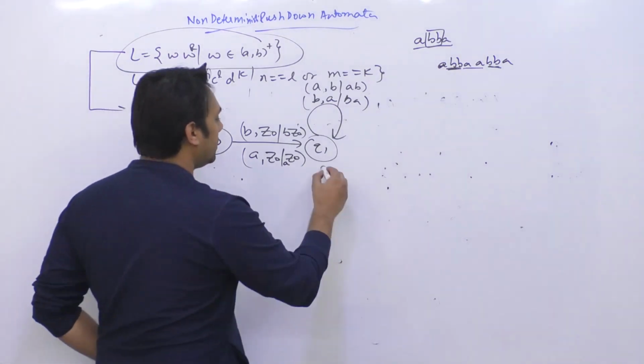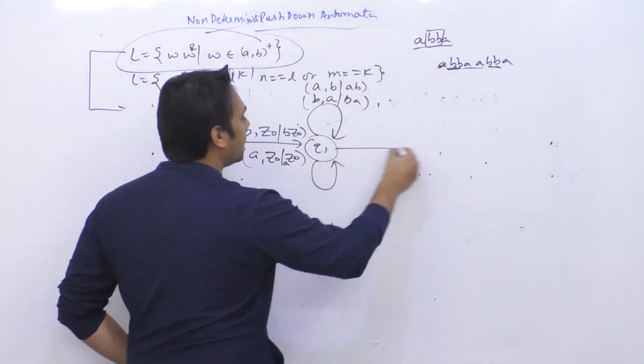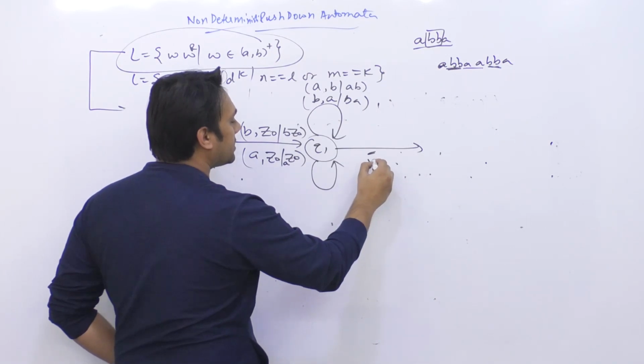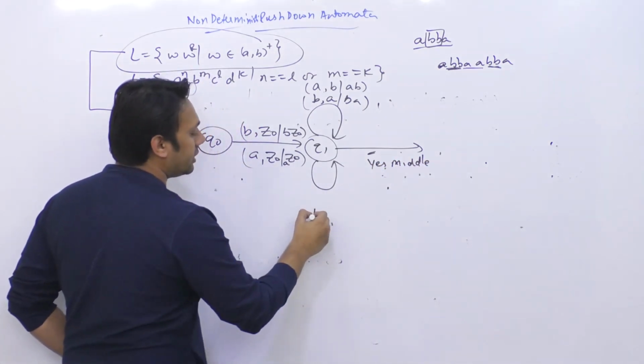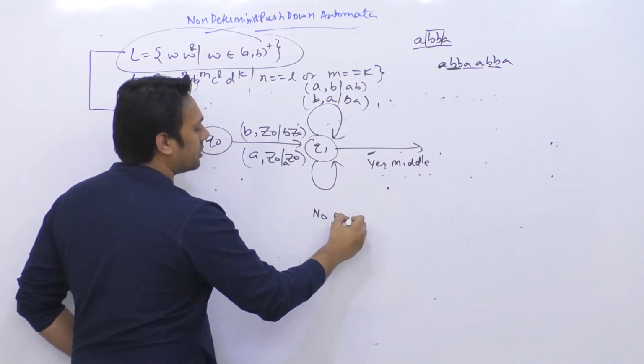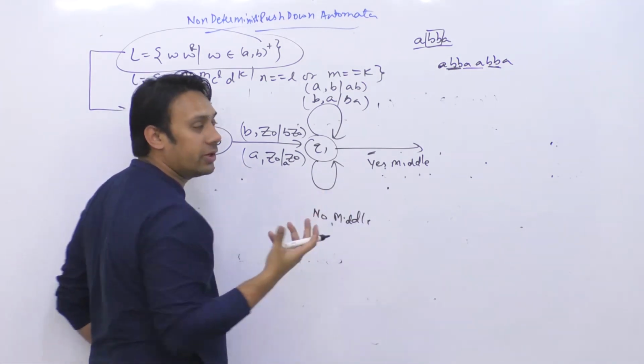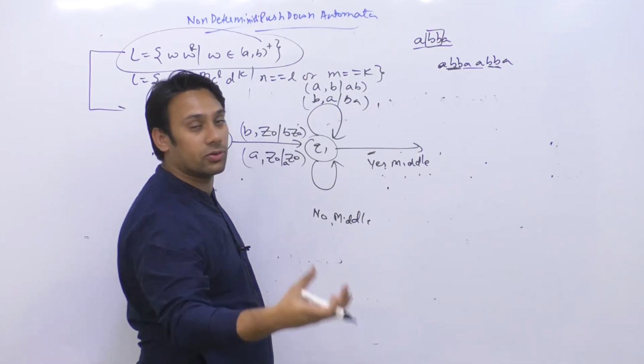Now what she will do is, if the symbols are matching, in one transition she is going to say yes, the middle point has been reached, and in a second transition she is going to say no, the middle point has not been reached. So when she says that the middle point has not been reached, she is going to insert that symbol onto the stack.